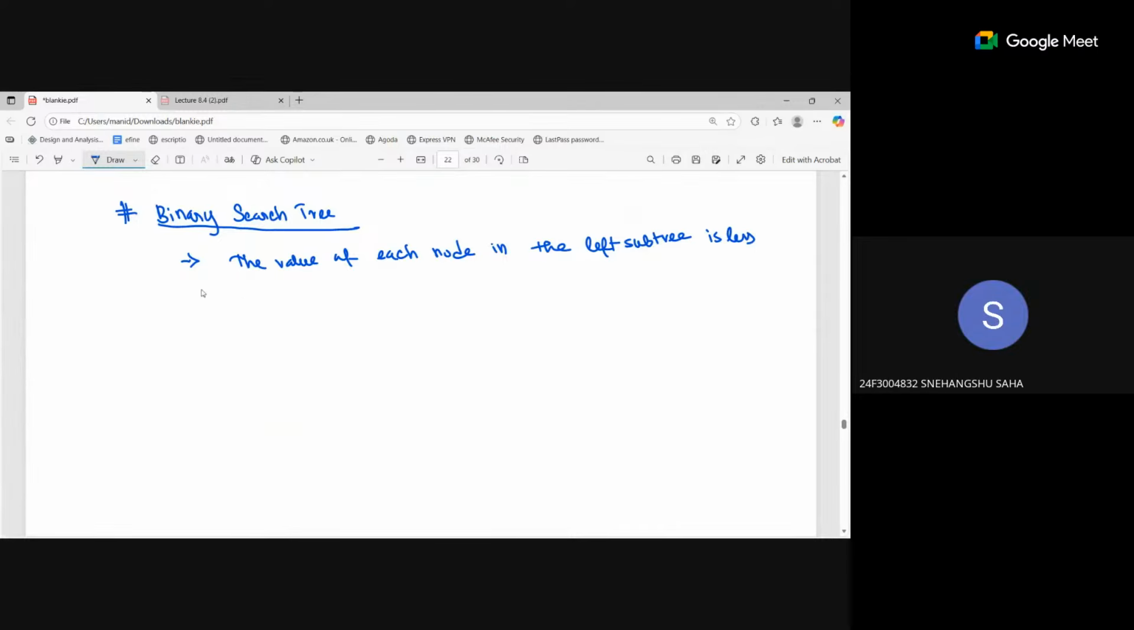Why, ma'am? Actually, why will it be? This is the property of binary search trees. There are different types of binary trees. This is one type. This rule is not applicable for all different types of trees. It is just a rule for binary search tree. That's how we insert the elements. It also makes searching a lot easier. So yeah, it is less than the root, and for right subtree it is greater than the root.